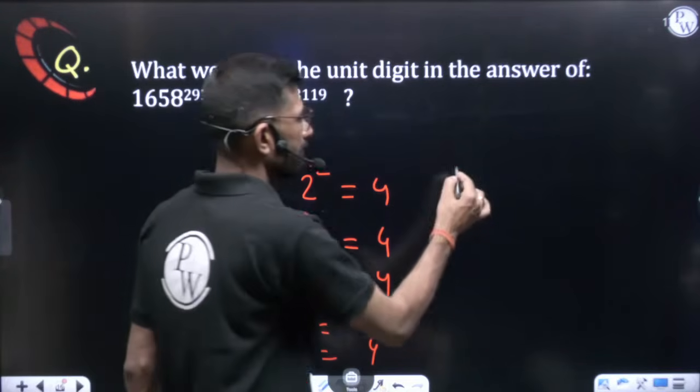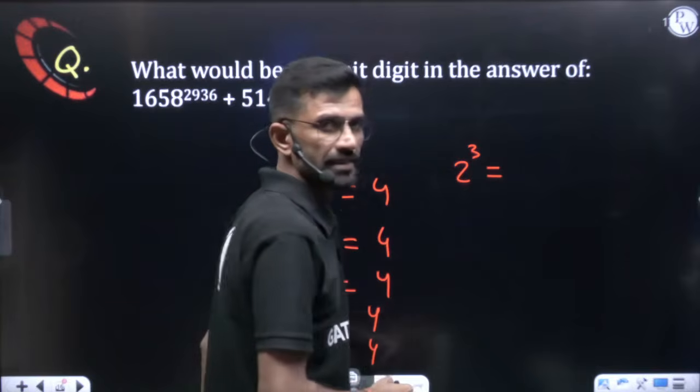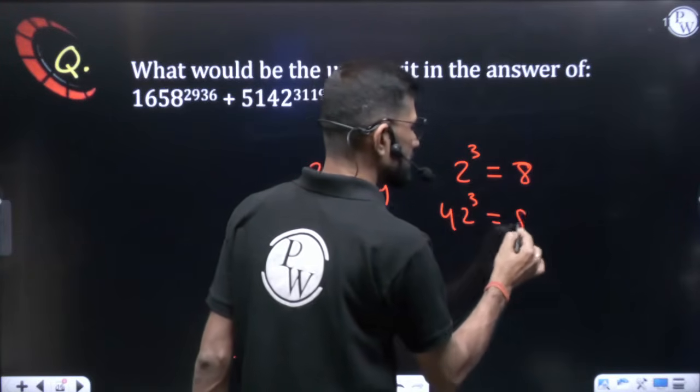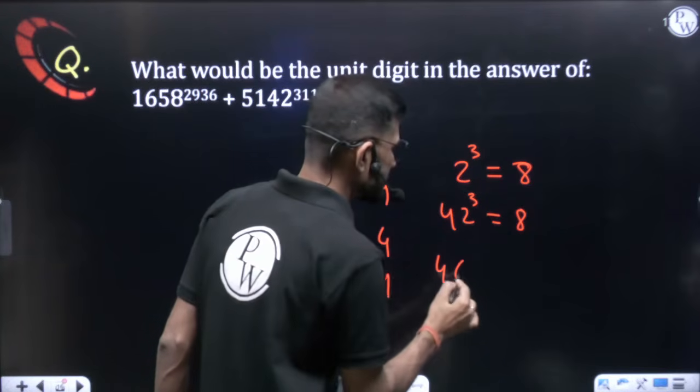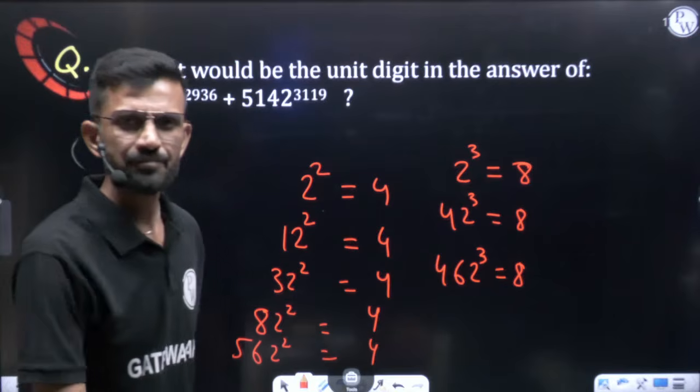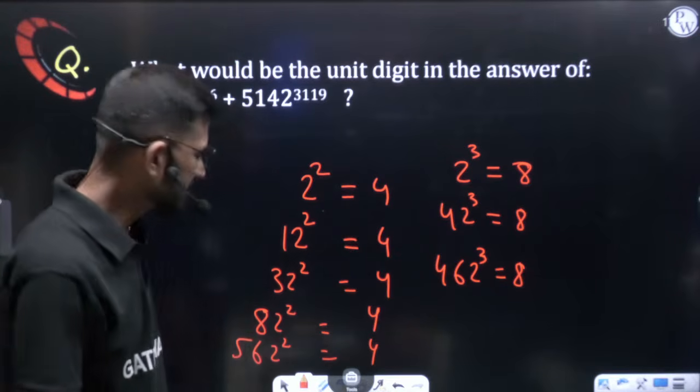Similarly, if I ask you 2 cube, what is there in the unit digit? It will come 8. If I ask you 42 cube, the unit digit will come 8. If I ask you 462 cube, the unit digit will come 8. What does it mean? How is this unit digit generated?